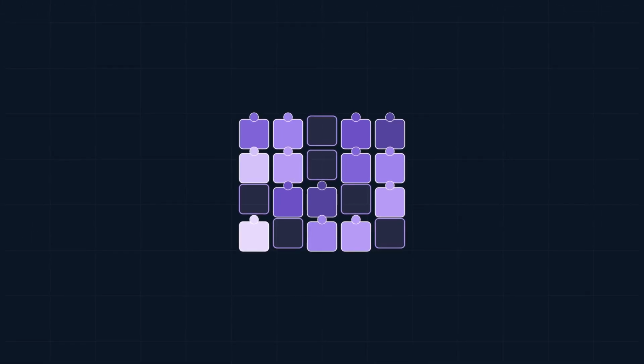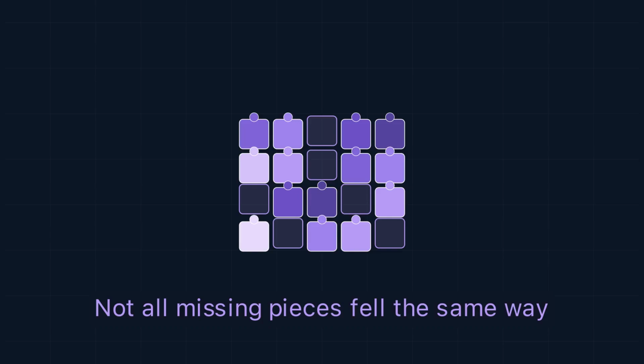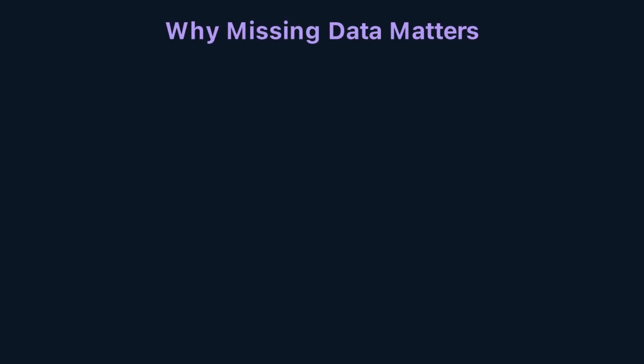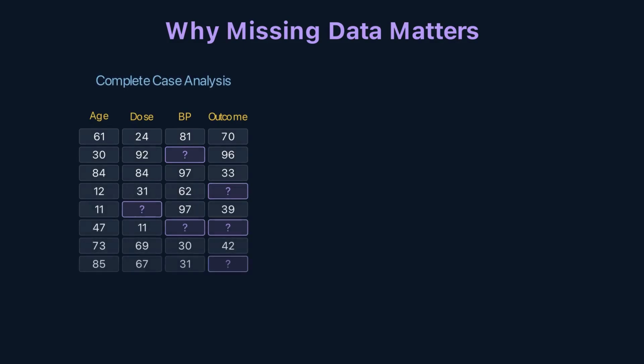Missing data in biology works the same way. The reason a value is missing determines what you can do about it. The naive approach: delete every row with a missing value and analyze only complete cases. If 10% of patients are missing a lab value, drop them.